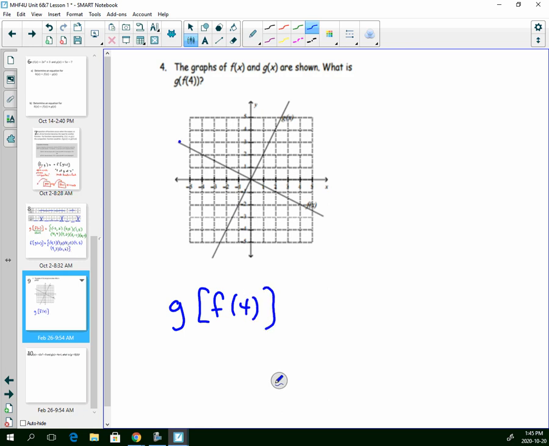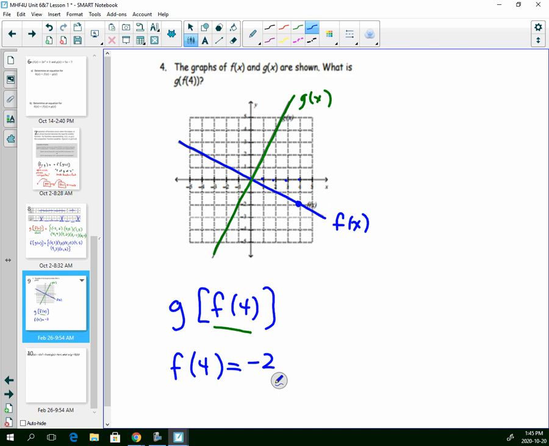So f of x is this line. This is f of x. It might be hard to see there. And then g of x is this line. So we do the inside function first. So the first thing we want to find the value of is f of 4. So we're going to go along the line f of x. We're going to go across to 4. Go 1, 2, 3, 4, and down here the value is -2.